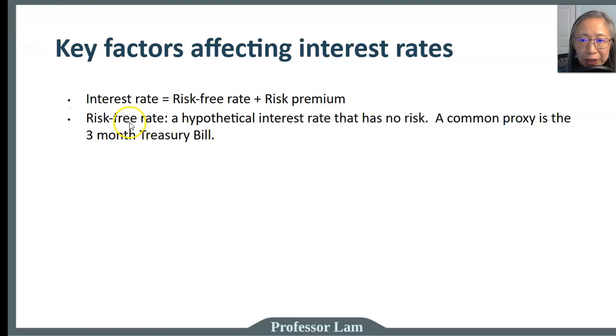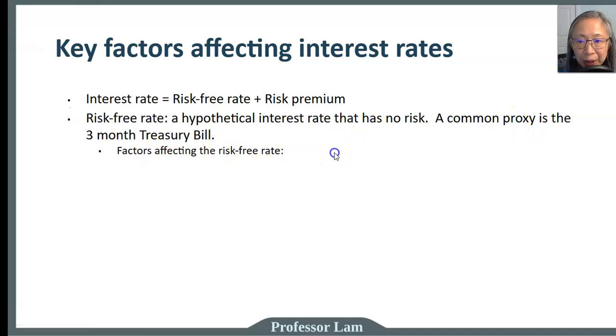The risk-free component, the one that has no risk, really doesn't exist because the world is full of uncertainty. The truth is, in real life, we oftentimes use a 3-month treasury bill as a proxy for the risk-free rate.